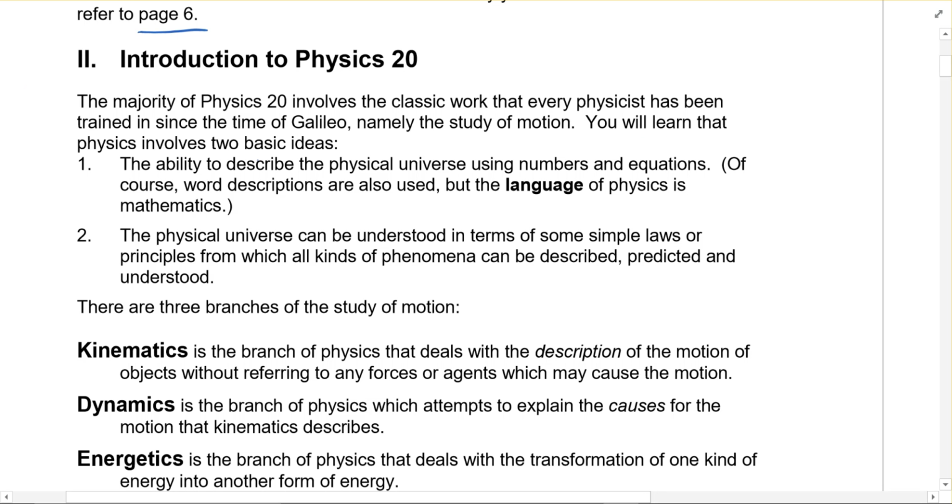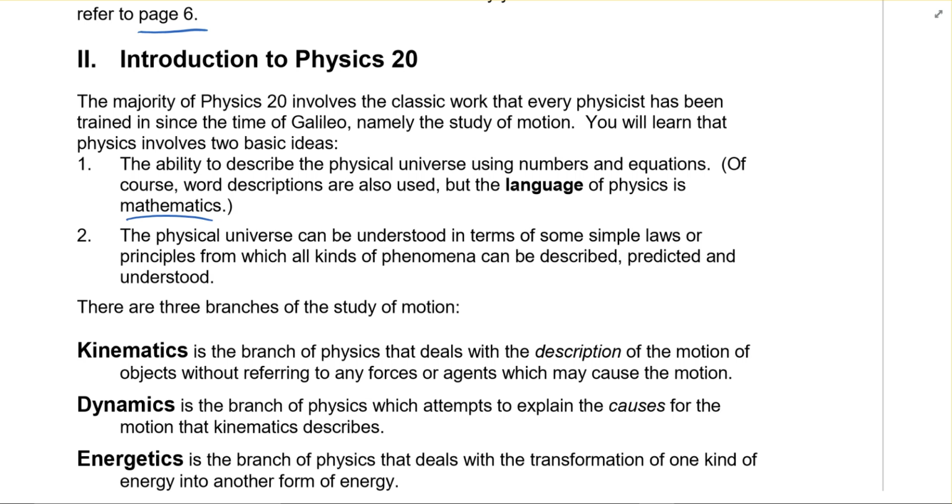Everything you'll learn involves two basic ideas: the ability to describe the physical universe using numbers and equations. You'll see, like, in The Big Bang Theory, there's a bunch of equations on the chalkboard. But it's also going to be done with pictures, and with different words. But the language of physics is definitely mathematics.